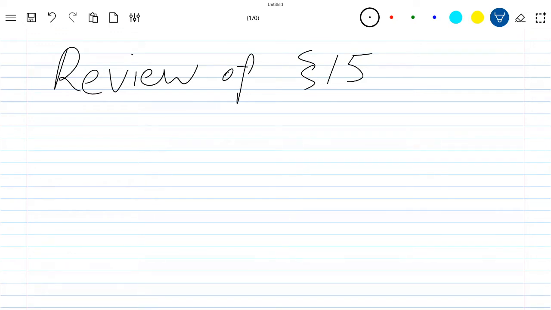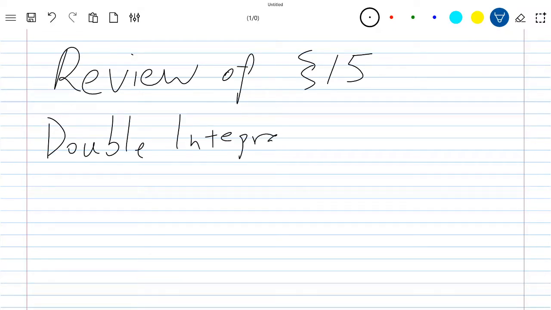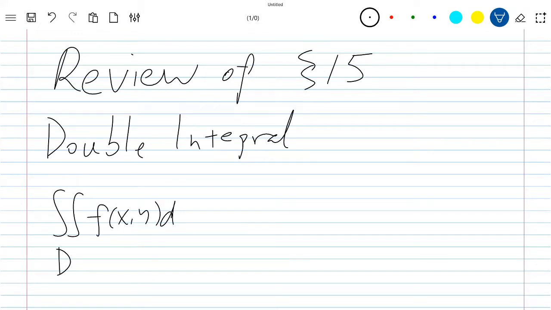Review of Chapter 15. First, let's go over the double integral. Double integrals, and we know it's written in this form, a function of x and y, and integrated over a 2D domain.